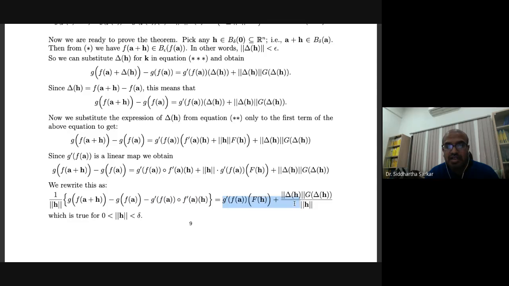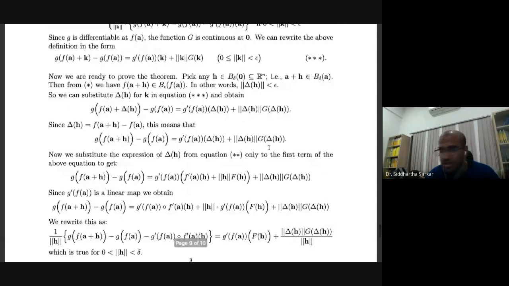Divide by norm h, you get some complicated expression like this. Now over here, I have G prime at Fa, which is a linear map. So as norm of h converges to 0, this term would vanish in this deleted neighborhood. Secondly, in the second term, I have already bounded norm delta h by norm h, because my G is continuous around the origin. So I am multiplying a continuous map applied to h by some uniformly bounded term, which is norm delta h by norm h. So the second term also would converge to 0. So the entire right side would converge to 0 as h approaches 0. This is what I actually needed.